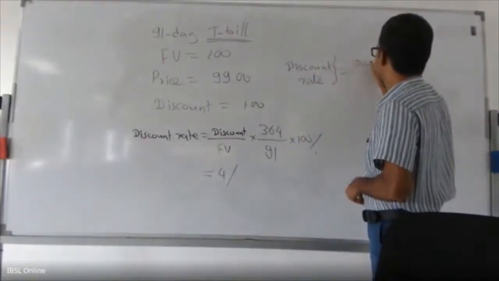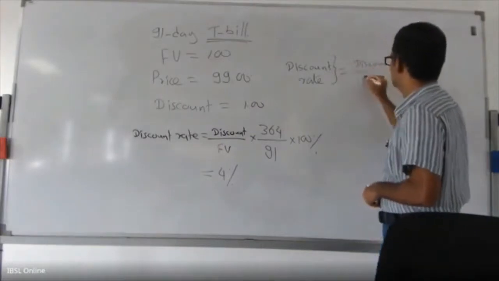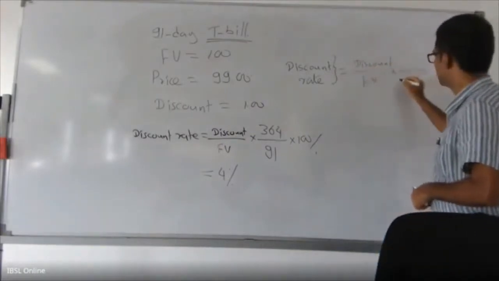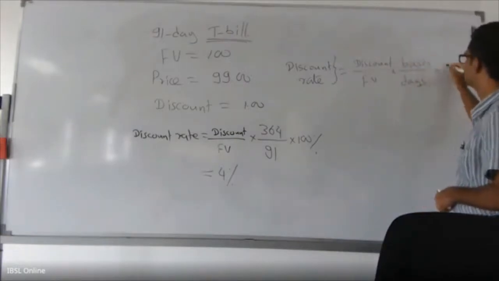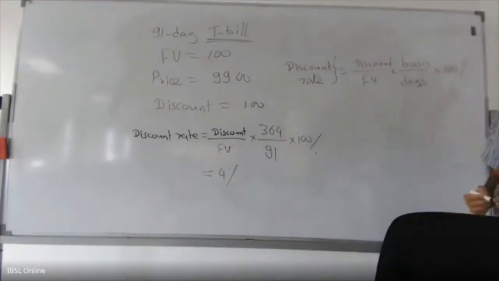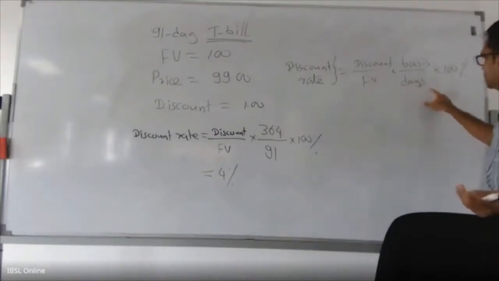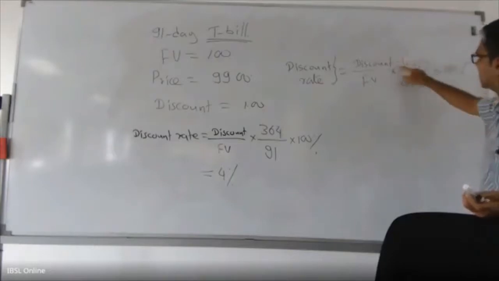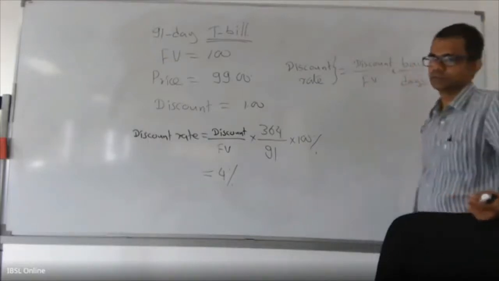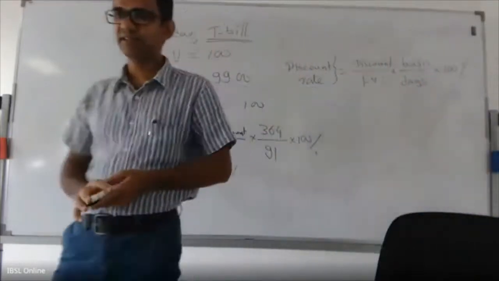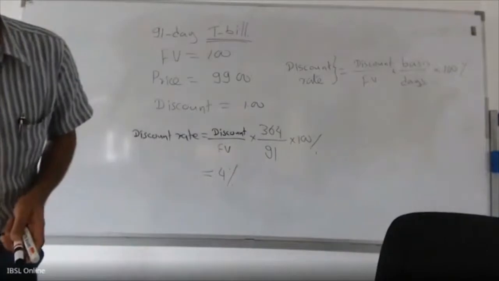So the general equation for the discount rate is the discount divided by face value, divided by number of days, multiplied by basis, into 100. What does days mean? Remaining number of days until maturity. What is basis? How many days per year? So that's the equation. I think it's given in the presentation.